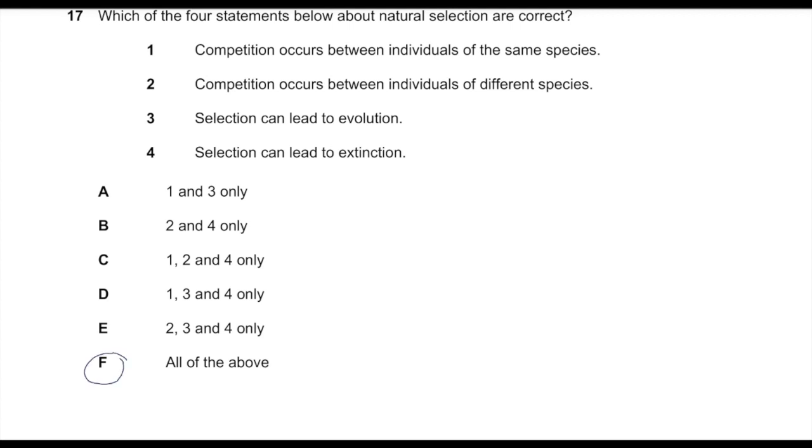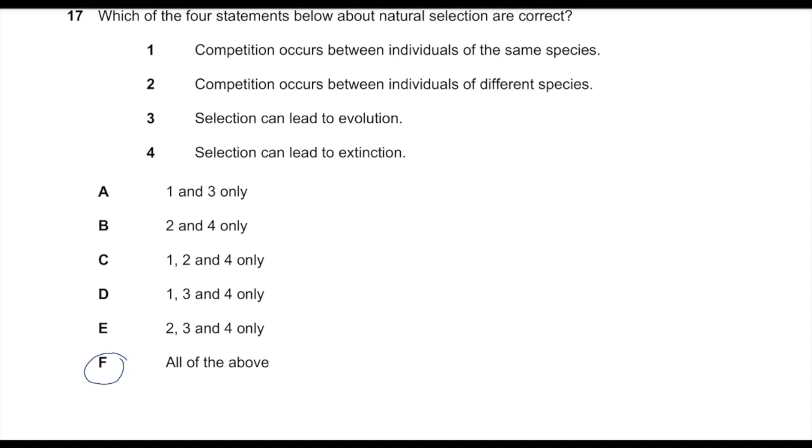The reason for this is because natural selection applies to all of them. Number 1, competition occurs between individuals of the same species. This is intra-species competition that occurs quite often. Natural selection that occurs in the same population. 2, competition occurs between individuals of different species. That's interspecies competition. 3, selection can lead to evolution. That's a given. Natural selection, the whole point of it is evolution.